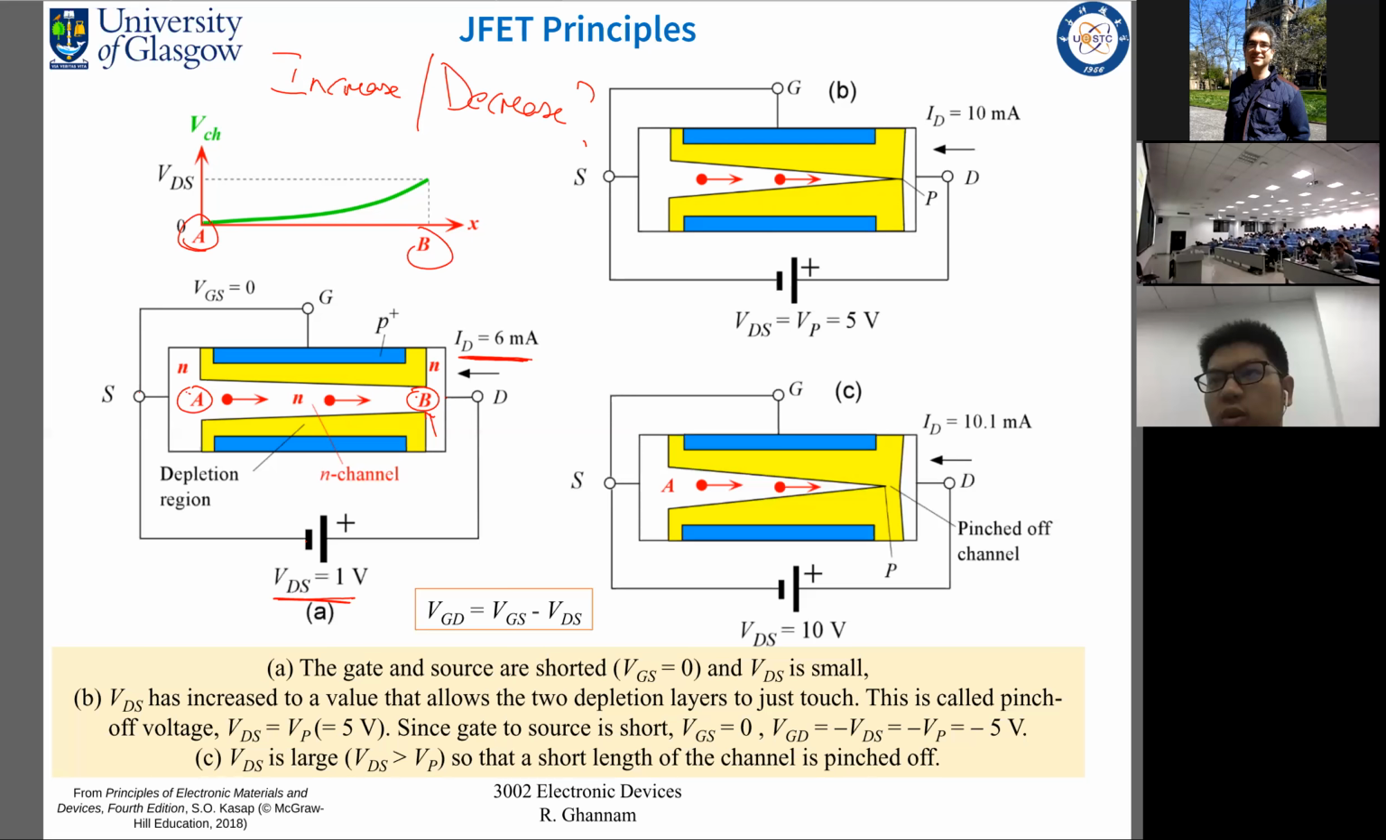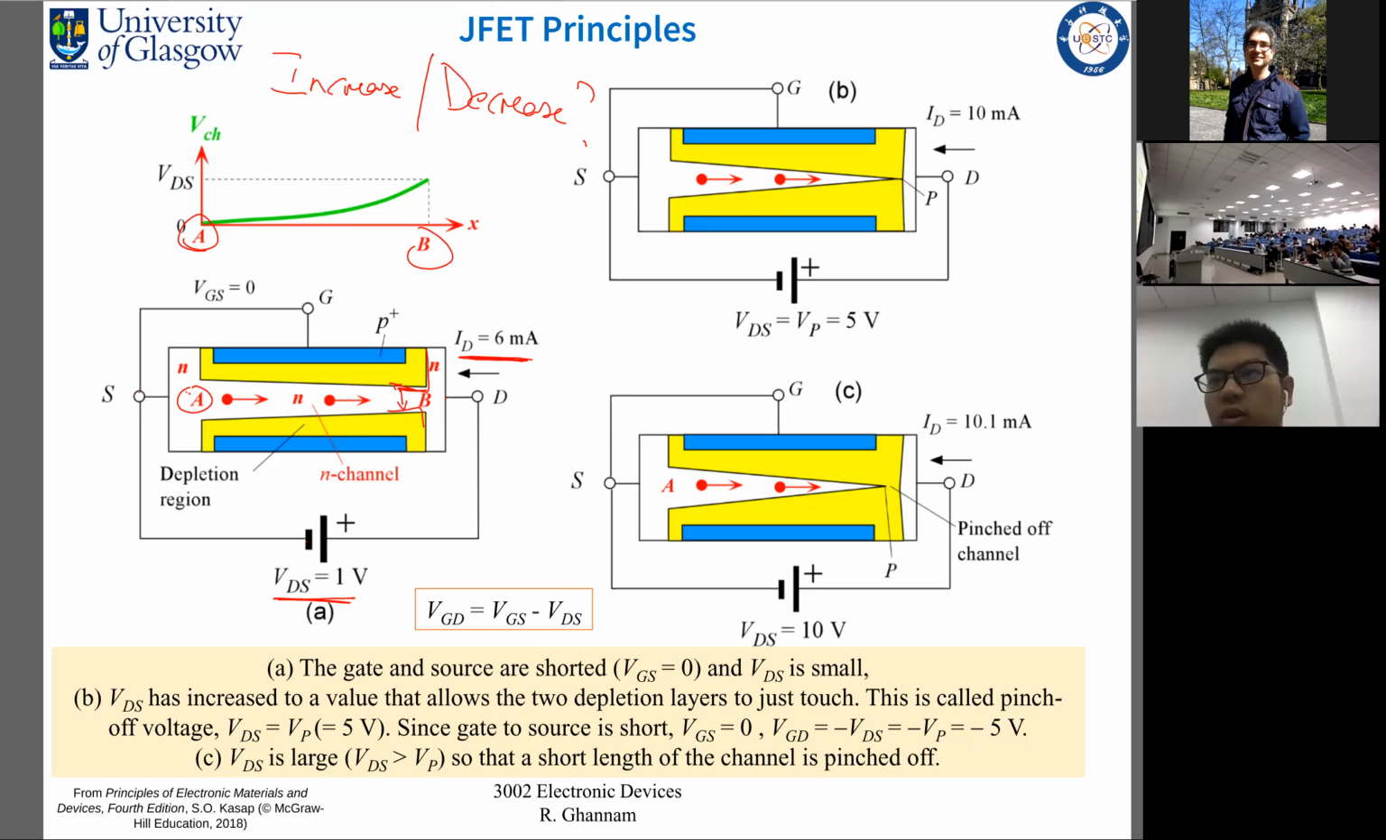So in this region of the JFET, as you can see, the width of the depletion region is now starting to increase. This is still the same. Okay, that's fine. So there's now a narrowing of this channel near point B.